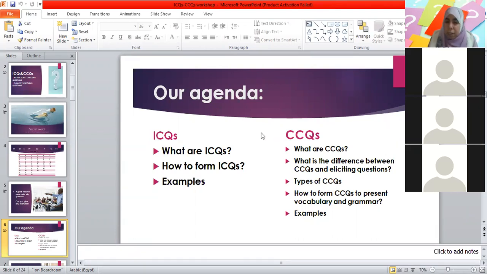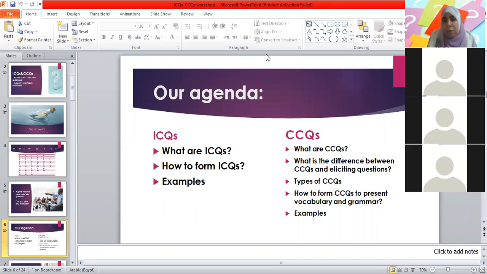The new key structures. Okay. For example, when I have a word like table, can I ask concept checking questions for the word table? No, I think we don't need. Yes, the difficult one. Difficult or new, or the ones that are abstract. Yes, I want to check that my students got the meaning of this word. Only for the abstract nouns.